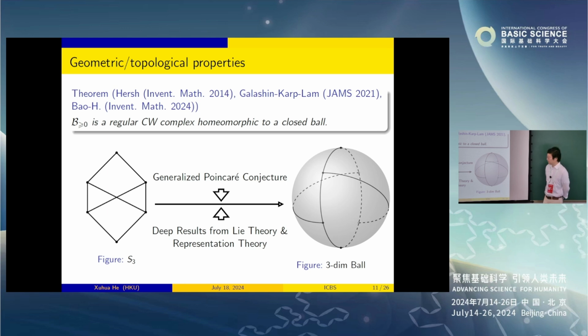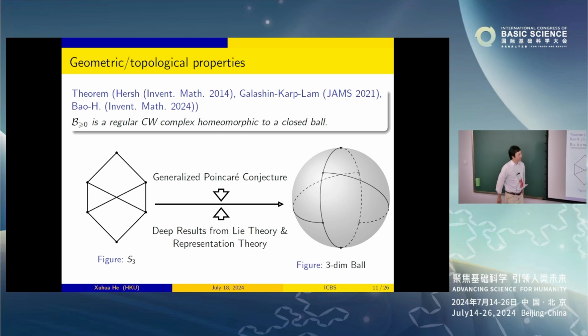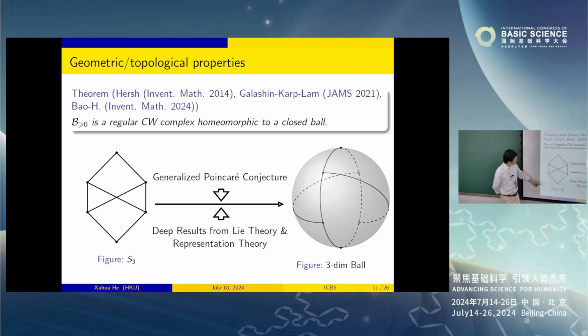to a closed ball. Here I just show you the picture for GL3. From this side, we have the group S3, which consists of 6 elements, 3 factorial. The Bruhat order is given by this Hasse diagram. We have the top one, the bottom one, two of length 2, and two of length 1. This is just the Bruhat order.